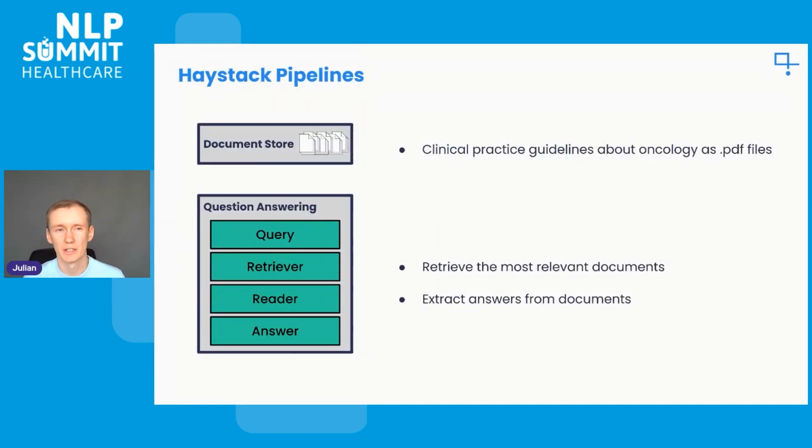The pipeline I showed you in the demo is the following. So we have a document store where we have clinical practice guidelines about oncology as PDF files indexed. This means for every text there, we also have a vector embedding calculated. And the second part is the question answering pipeline. And in this simple example, it takes the query as input, retrieves the top relevant documents, tries to extract the answer from each of these top relevant documents, and then returns the answer candidates, so all the answers it found, in a sorted order to the user.